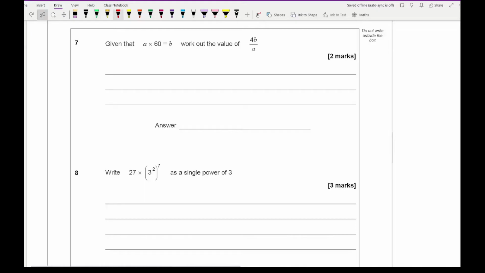So moving on to question 7. So here we've got that given that A times 60 equals B, work out the value of 4B over A. So what we need to do is replace the B with A times 60, which is also known as 60A. So if I then substitute that in, I've got 4 lots of 60A over A. And then that becomes 240A over A. The A's then cancel, giving me my final answer of 240.